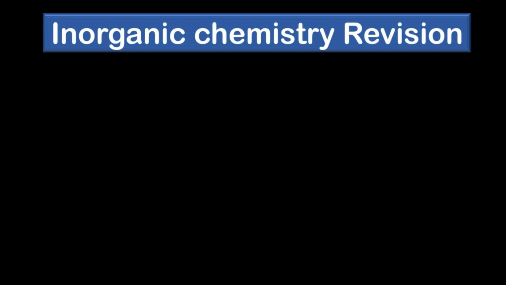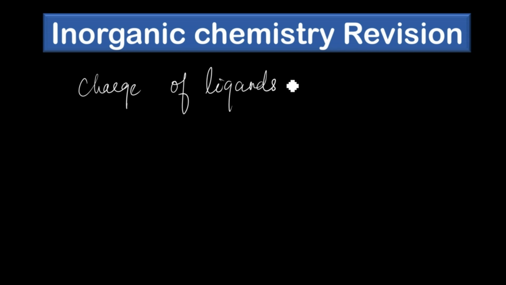The next type of question is: how many ligands are there, or what is the oxidation state of the central metal atom? Okay, so to know the central metal atom's oxidation state, you need to know the charge of the ligand. So I'm going to give a few charges of ligands, which will be useful to you to calculate the oxidation number.